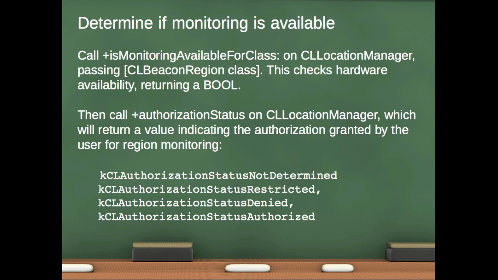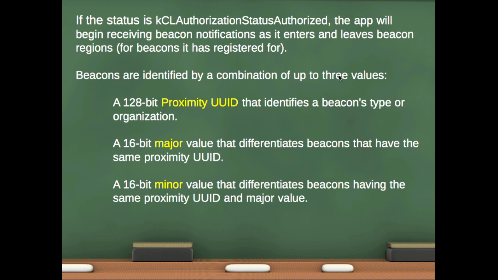Then we call authorizationStatus on a CLLocationManager object, which we have to set up. And this will return a constant, and it'll be one of four kCLAuthorizationStatus values. They can be not determined, restricted, denied, or authorized. The one we're looking for here is authorized. So if the status is kCLAuthorizationStatusAuthorized, then the app will begin receiving beacon notifications as soon as we tell it to. And these notifications are on beacon area entry and beacon area exit. And these are events that are trapped by delegate methods of the CLLocationManager object.